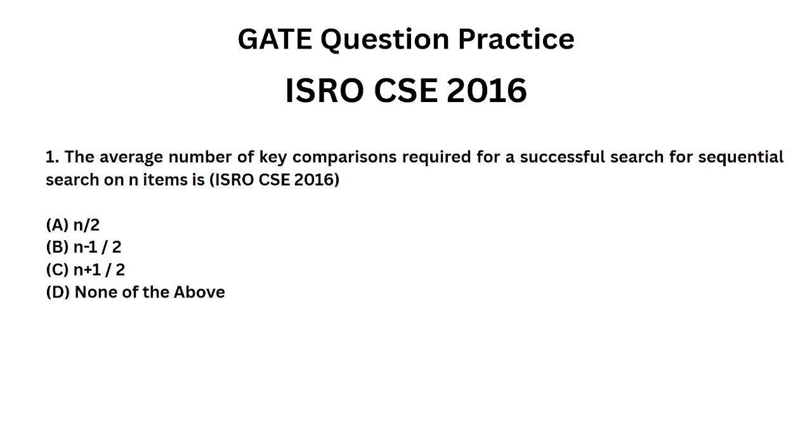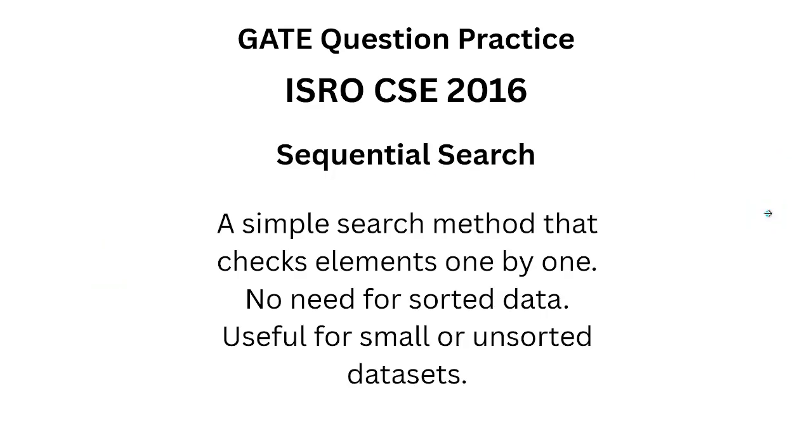Hello everyone. Today I will explain a fundamental concept in data structures. This is a question from ISRO CSE 2016. The question states that the average number of key comparisons required for a successful search for a sequential search on n items is. Sequential search is the simplest searching technique.